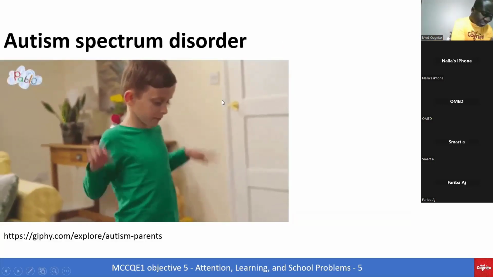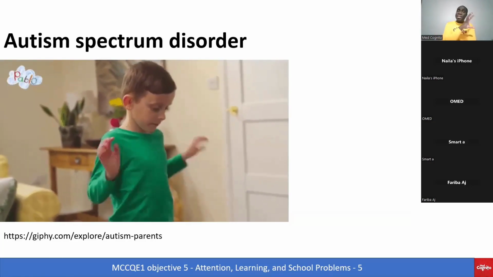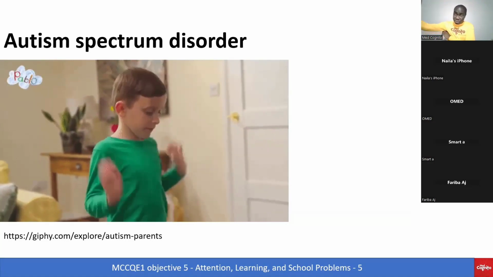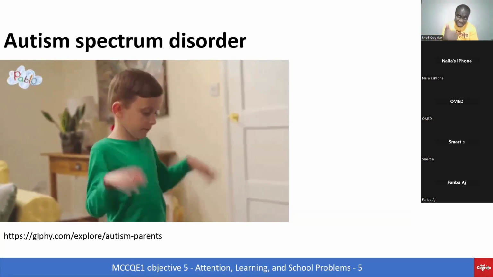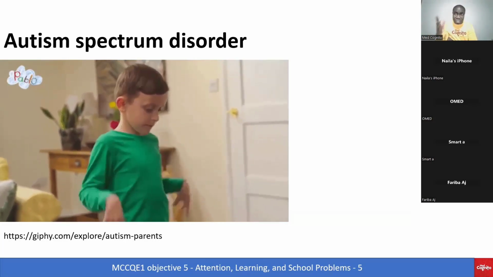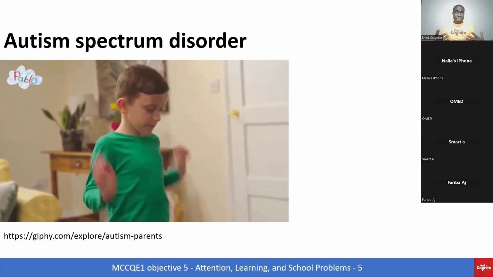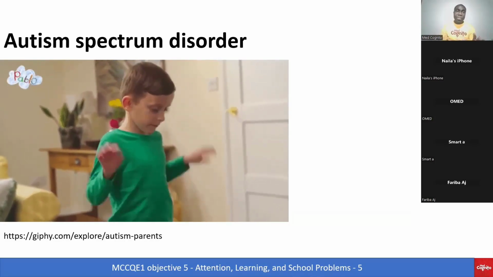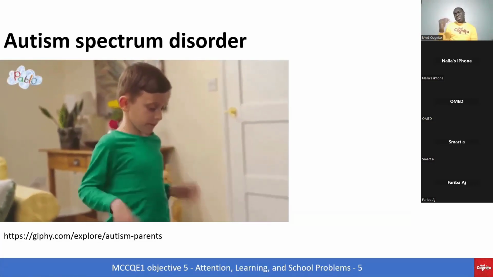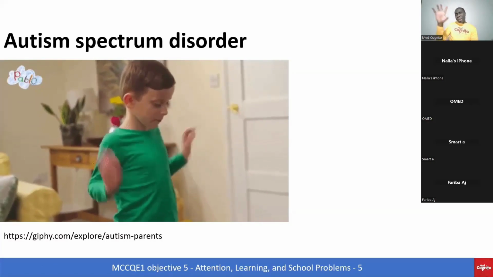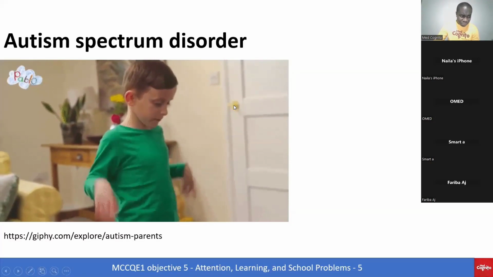Let's talk about autism. So now remember what we are doing. We are basically looking at the first rationale of the objective, which says that we should be able to use the history and features of the condition to make a diagnosis. So that's what we are doing. And we learned that attention, learning, and school problems, there are about 12 conditions we should know. And we are picking about 4 of them to review in class today. So let's go to autism spectrum disorder.